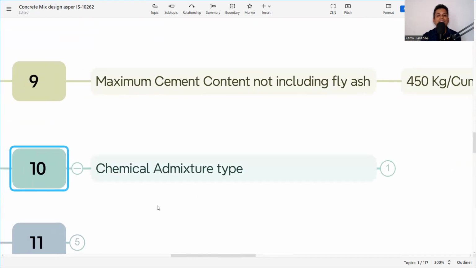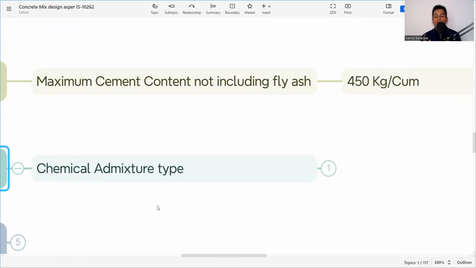What will be the next part? Chemical admixture. Now we need to use the chemical admixture. Why? There are different types of chemical admixture: superplasticizer, retarder, air entrainer. So according to your project requirement and as per IS 9103, which is the code for chemical admixture, you need to select what kind of admixture is required for your projects. So if you want to know more about chemical admixture, I have made a detailed video. Link is in the description. Please check. You will get the full information about chemical admixture.